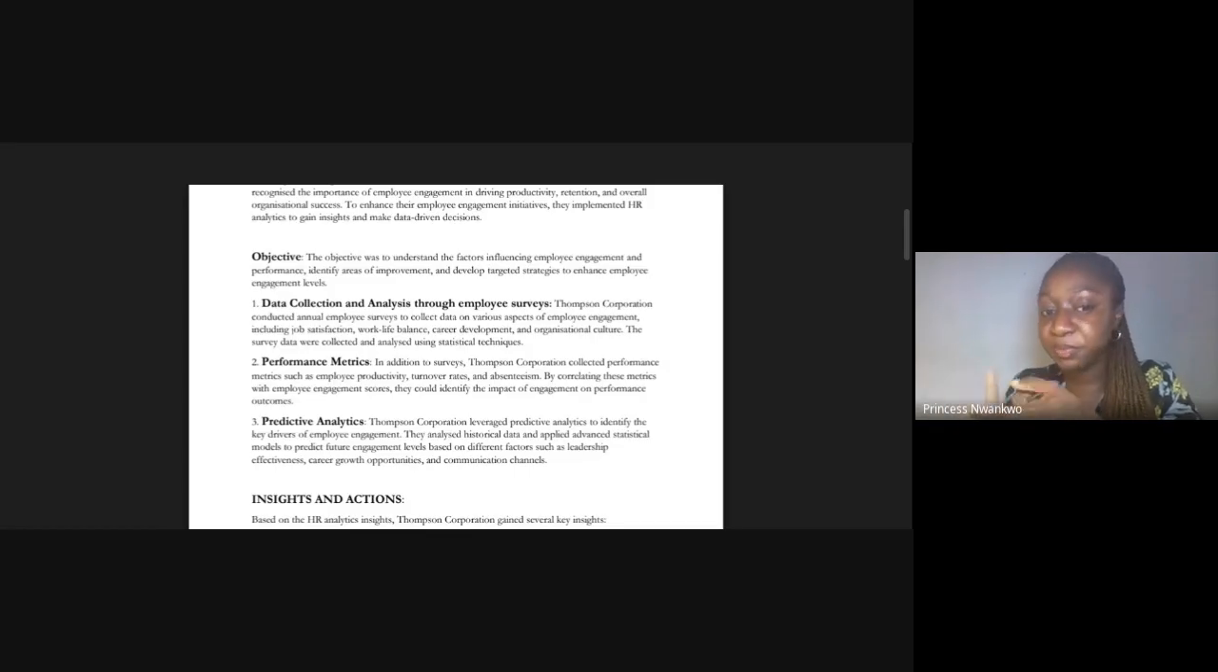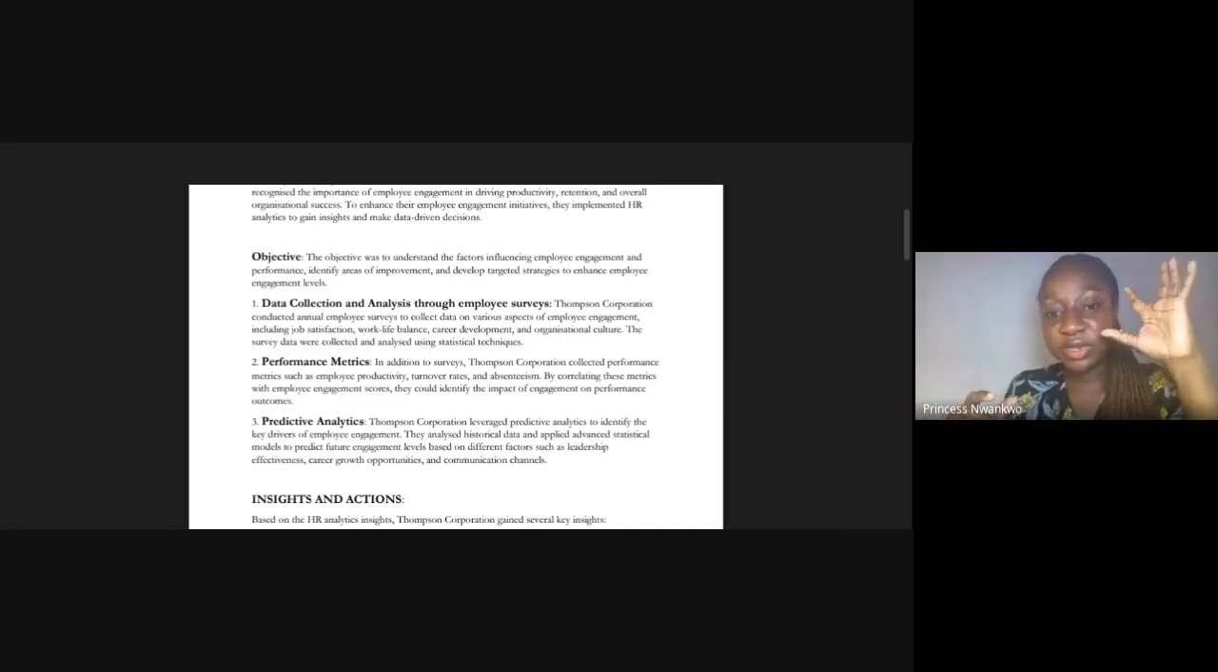Also, they collected performance metrics using surveys as well, and working with line managers, they were able to get data such as employee productivity, turnover rate, and absenteeism. Like I mentioned earlier, all of these metrics can be calculated.